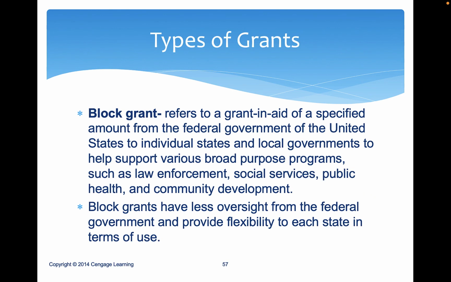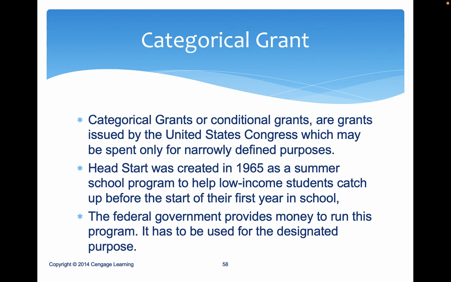Usually, when we pay taxes, there's going to be a couple of types of grants that come out of our paying of taxes. So we get taxed, and then that money goes to the federal government. Then the federal government gives it right back to the states and local governments to help support broad programs such as law enforcement, social welfare, public health, and development of communities. Sometimes these block grants will have less oversight from the federal government and provide flexibility to states in terms of use, so they can pretty much use it for what they need it for. It's different than a categorical grant.